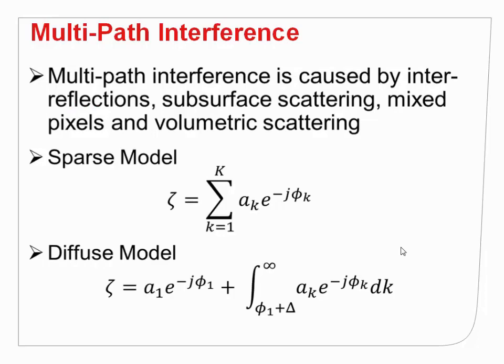So this multipath interference is caused by interreflections, subsurface scattering such as wax, mixed pixels where one pixel integrates light from both the foreground object and the background object, and volumetric scattering. And the mathematical representation of the sparse model is the sum of the individual returns. While for the diffuse model, you have one direct return, and you have an integral which combines all the other returns from a further distance to infinity.